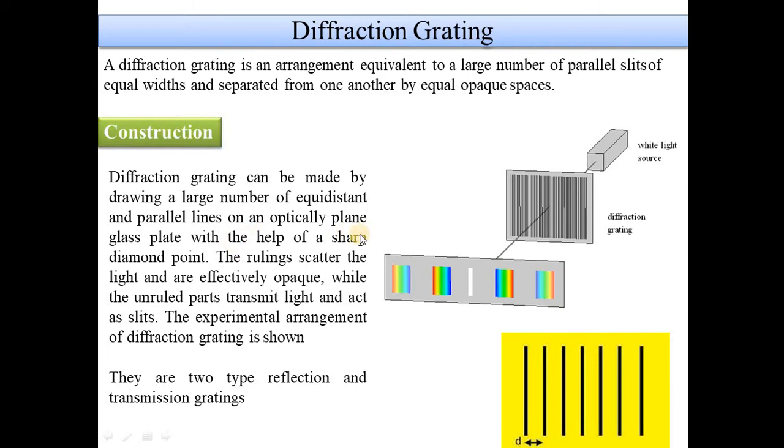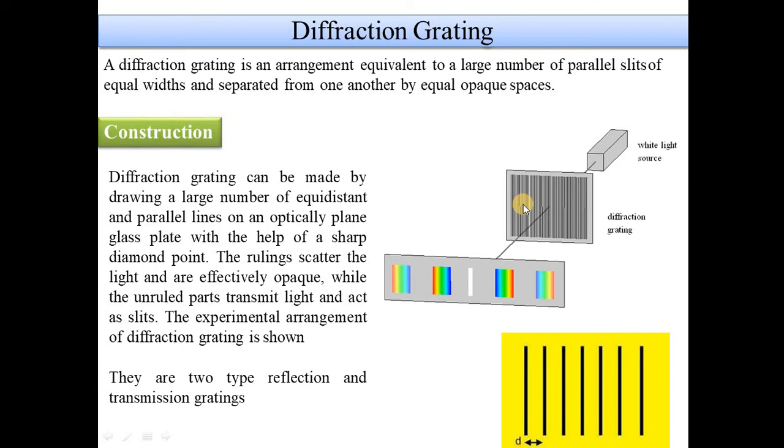Generally, it is constructed with the help of an optically plane glass plate, and many lines are carved on this glass plate such that these lines are very fine, equidistant and parallel. This is done automatically with the help of a dividing engine, and the material generally used to carve these lines is a diamond pointer. These lines are so close that there will be at least 1,000 lines in a single centimeter. In 1 centimeter there will be 1,000 lines, and there are two types of gratings: transmission grating and reflection grating.